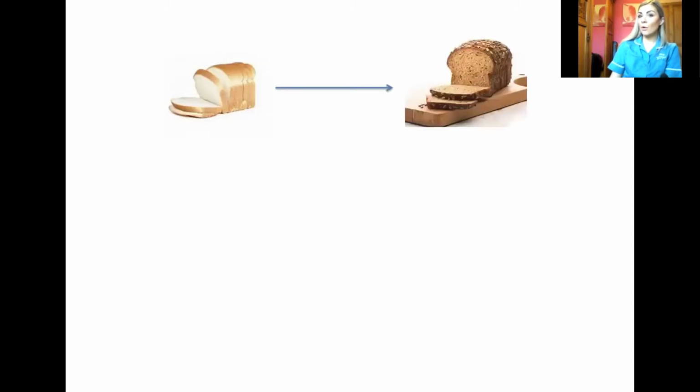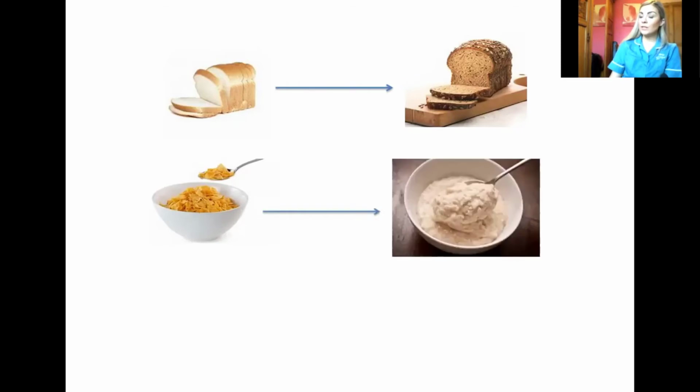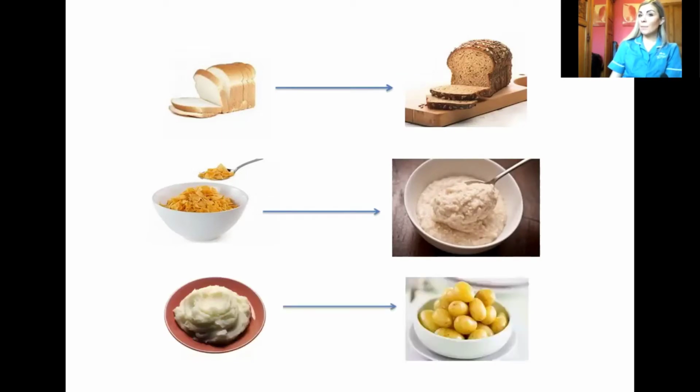Fibre is one of the components that can help lower the GI of the foods that we eat. So now we're going to look at some examples of how we could include more low GI options in our diet. So if you have white bread, you could swap this to a granary, whole grain or seeded bread, which will have a lower GI. Instead of having a low fibre cereal like cornflakes or Rice Krispies, you could swap this to something with more fibre, for example, porridge.